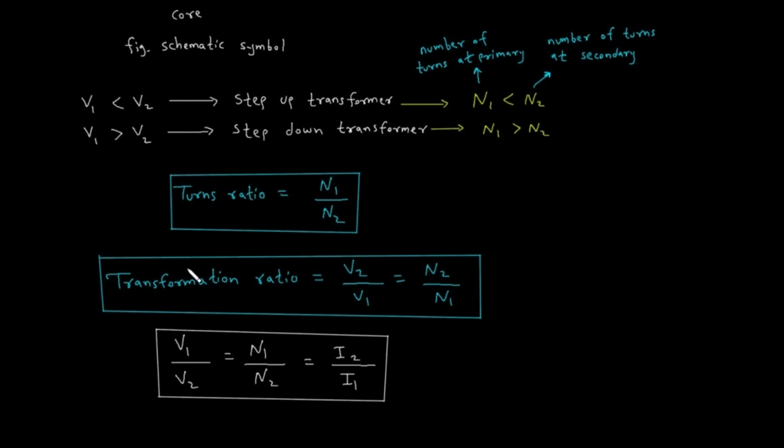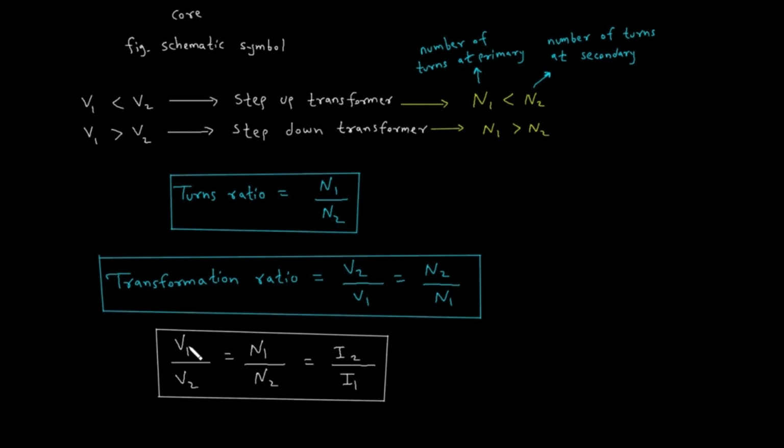Then what is transformation ratio? So transformation ratio is equal to V2 upon V1 is equal to N2 upon N1. So this is called the transformation ratio. So again, if we write this whole, then it will be V1 upon V2 is equal to N1 upon N2 is equal to I2 upon I1.